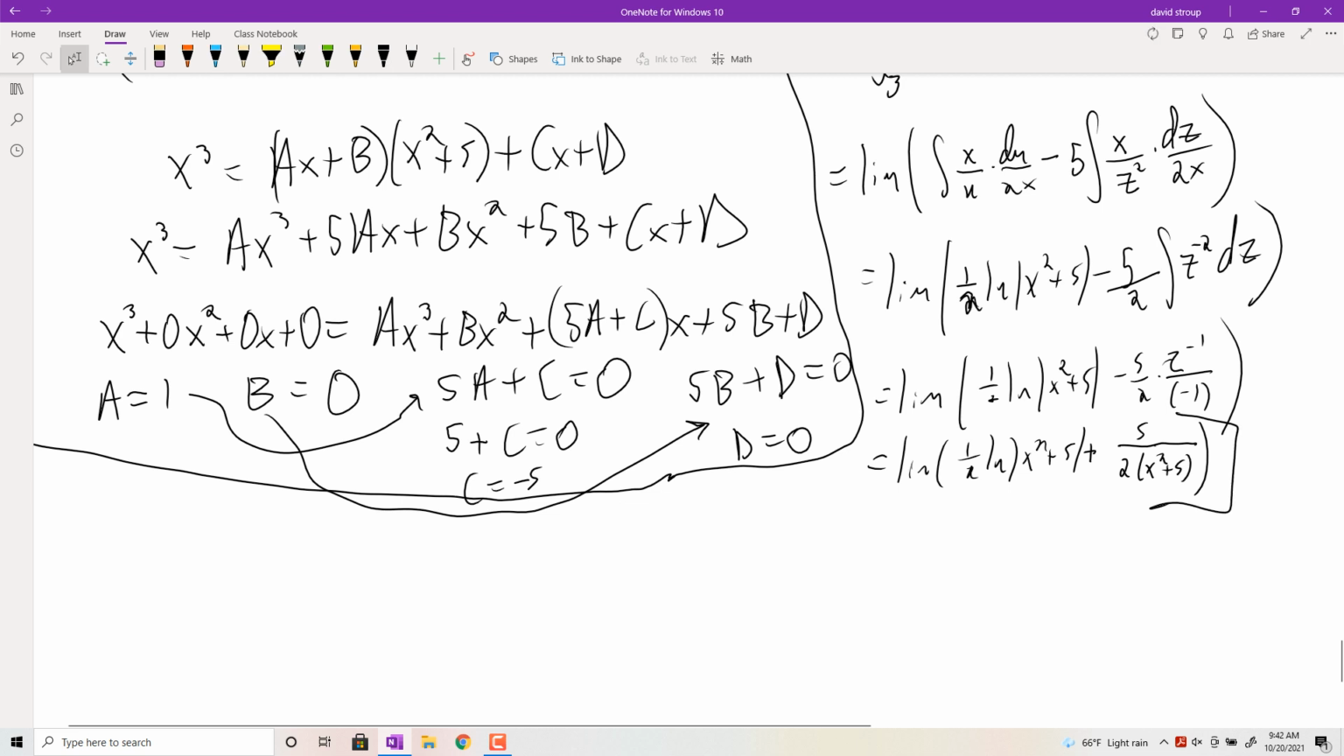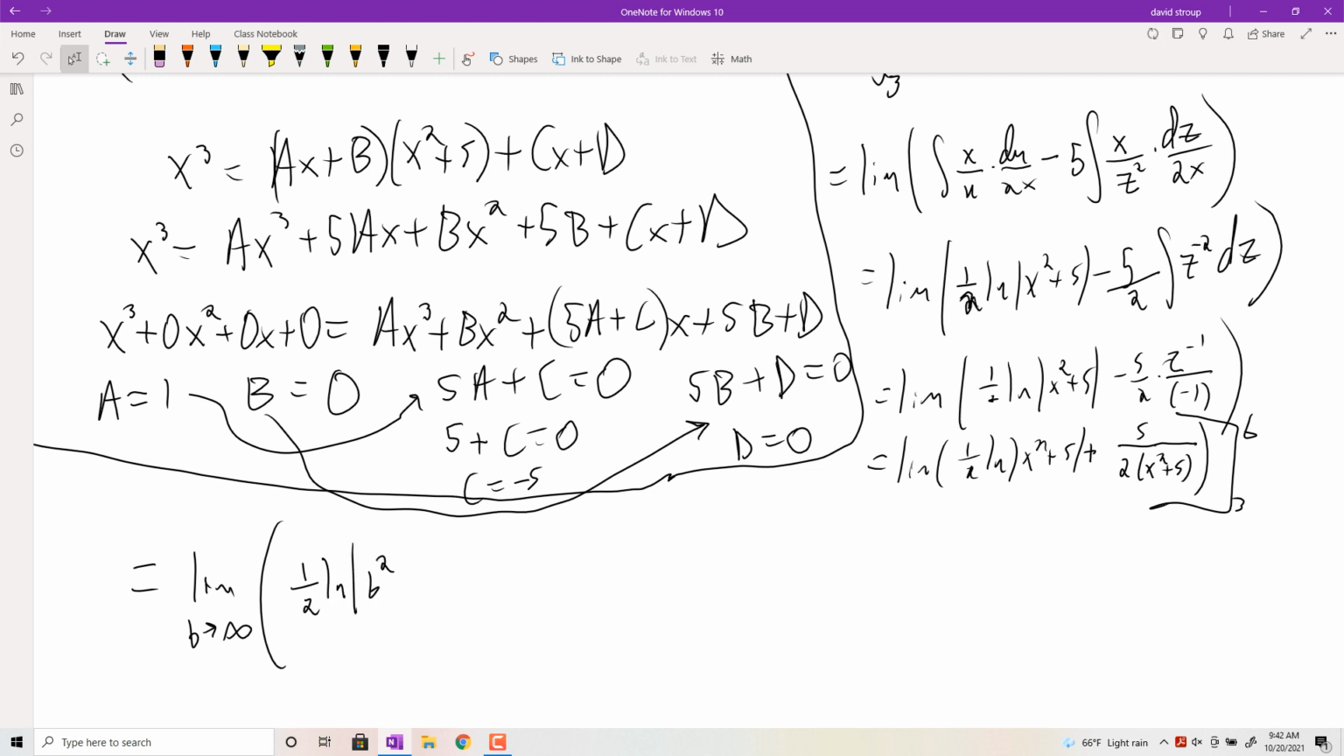Okay, so evaluating it from 3 to b, I have the limit as b goes to infinity of 1/2 ln of b squared plus 5 plus 5 all over 2 times b squared plus 5 minus 1/2 ln of 9 plus 5 is 14 minus 5 all over 2 times, again, 14.